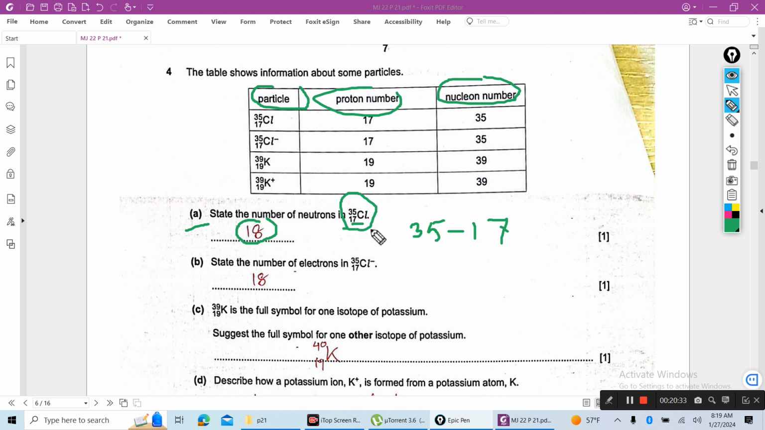So number of neutrons will be mass number minus proton number. B. State the number of electrons in the chloride ion. Here 17 protons means number of electrons will be 17, but here it is negative 1, that means 1 electron extra. So 17 plus 1, the electron number will be 18.